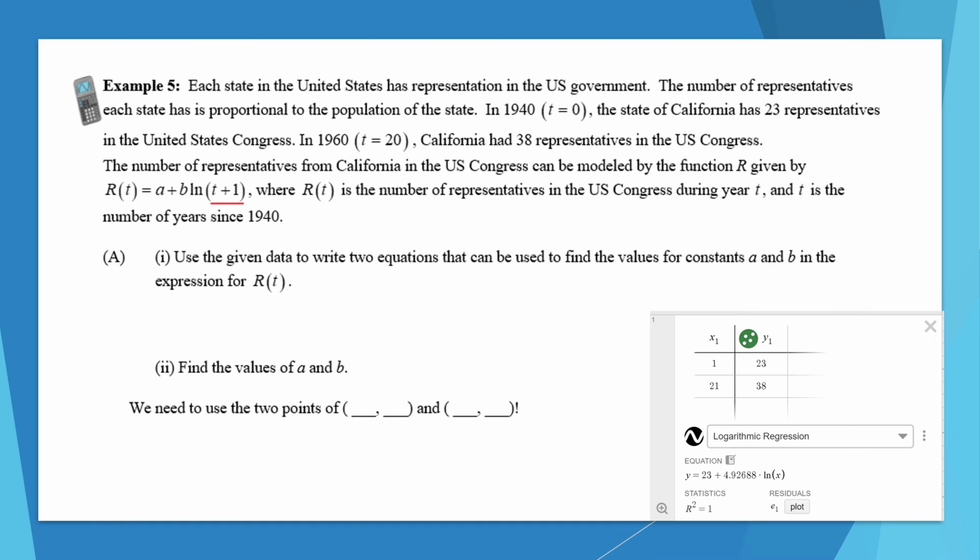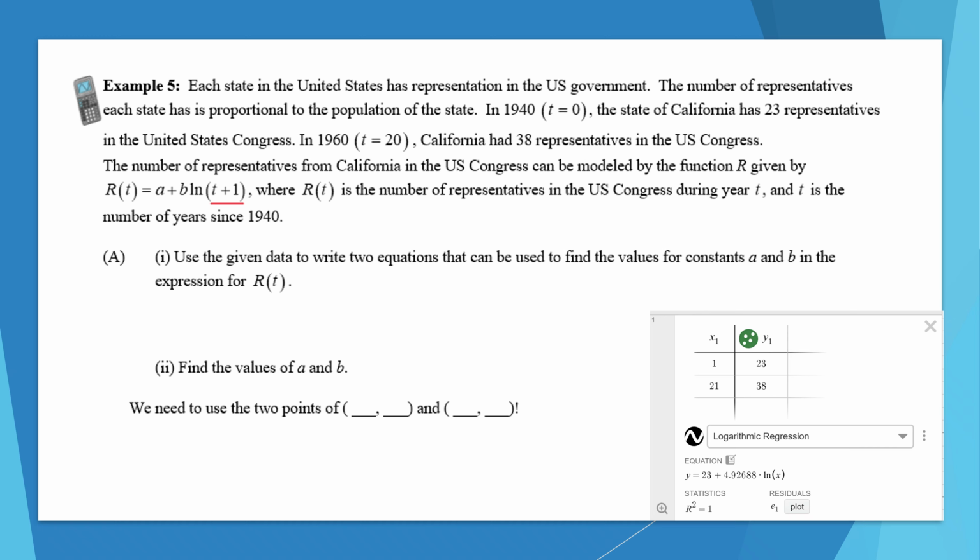This is probably the most important example though, because you will see one of these questions on your next test, and you could see one on the AP exam. So very, very important. All right, so here, every state in the U.S. has representation in the U.S. government.